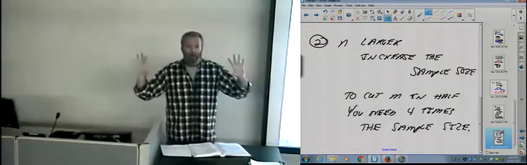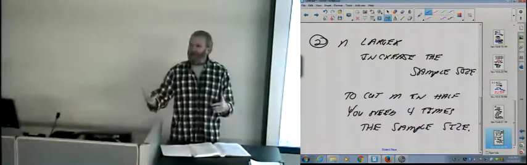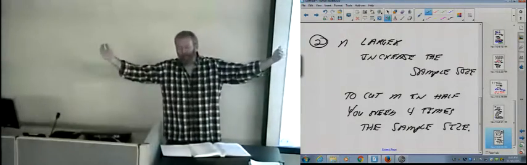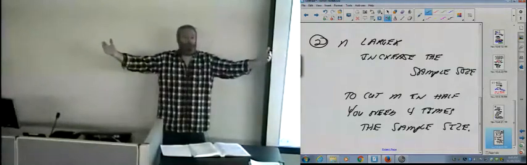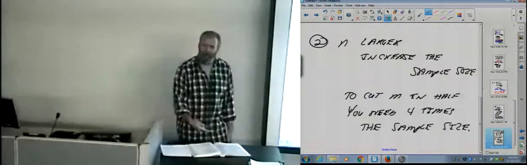If for some reason I want to increase your confidence level, or decrease your sample size, I will make the margin of error larger. I will make your interval wider. That's how a confidence interval behaves. It's how the margin of error behaves.